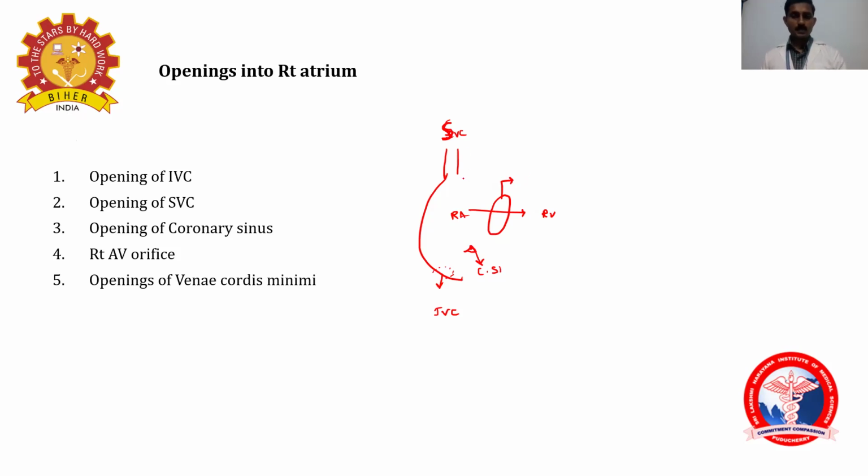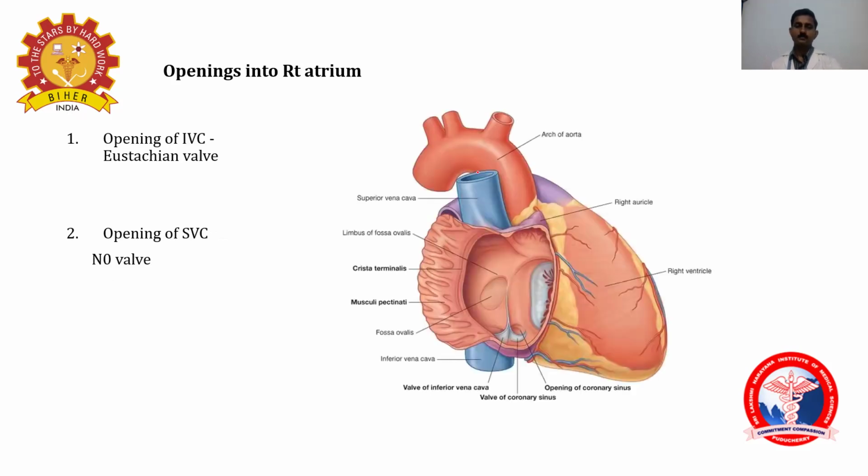So this is the opening of SVC and opening of IVC, and then coronary sinus, right AV orifice. We also have small openings in the right atrium that are called venae cordis minimi. First, this is the opening of SVC, or the superior vena cava. Here there is no valve.